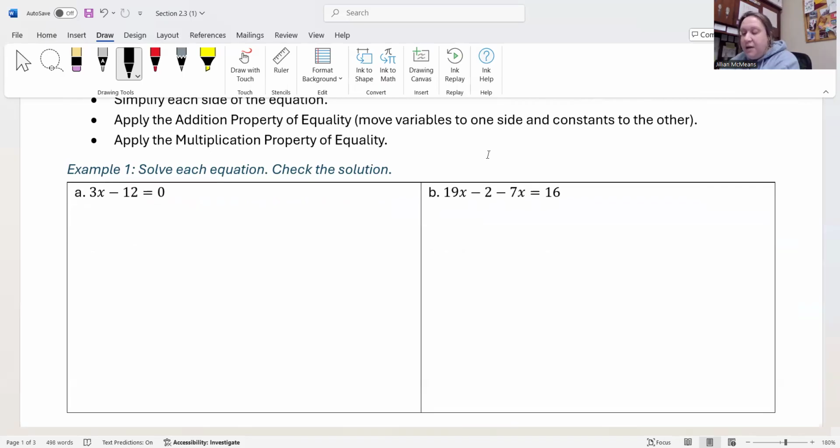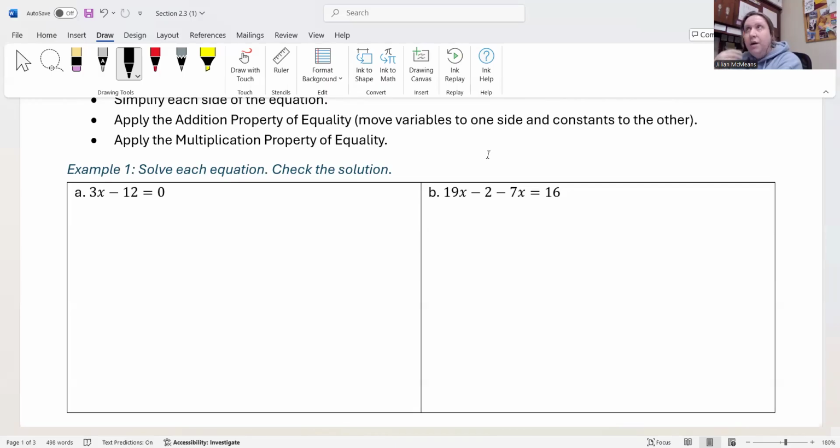So for part A, we have 3x minus 12 equals 0. So our goal ultimately is to get a single variable term equaling a single constant term. We have a single variable term, but it doesn't equal a single constant term. We have a variable term minus 12 equaling another constant. So we need to get that variable term all by itself on one side of the equation. So we want to isolate the 3x first. The issue is minus 12.